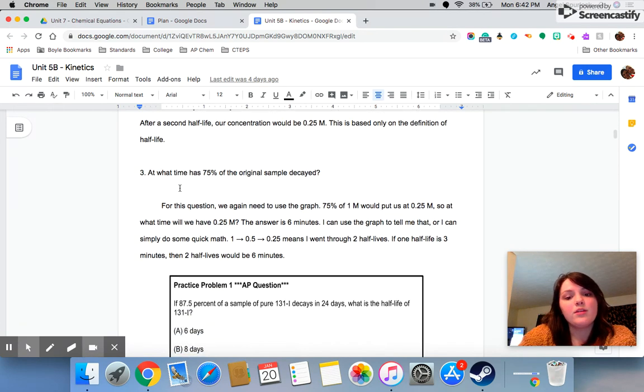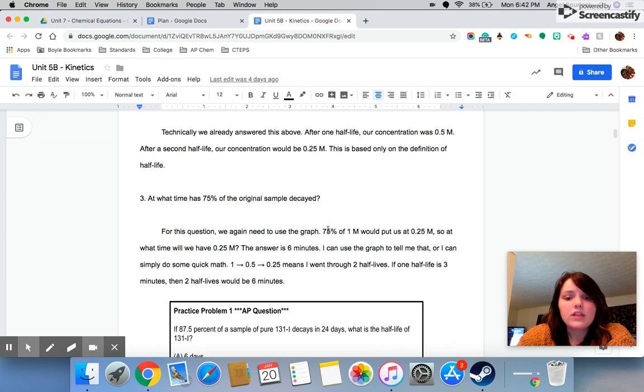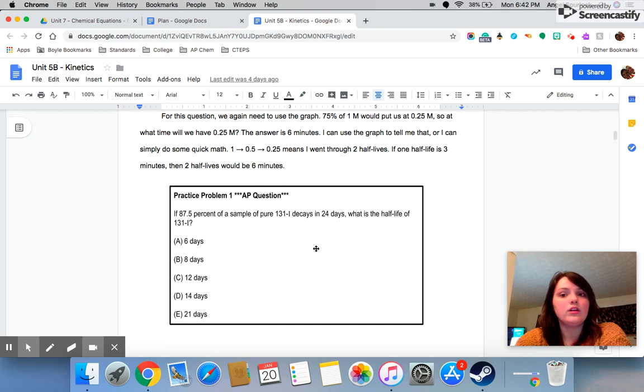At what time has 75% of the sample decayed? Again, we really just need to look at the graph for this. Let's see. 75% decayed of 1 puts us at 0.25. So the answer is 6 minutes. We already answered this, but we'll look more at how to use t equals 0.693 over K in the practice problems down here in another video, okay?